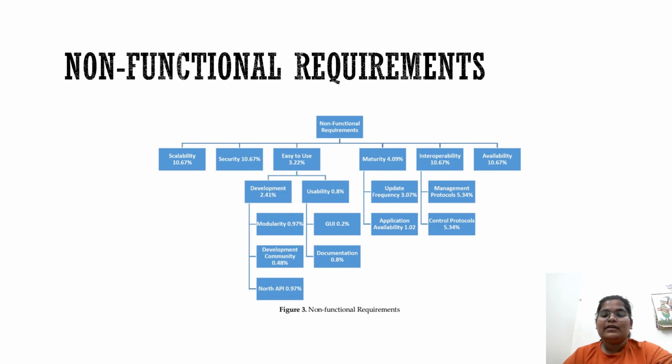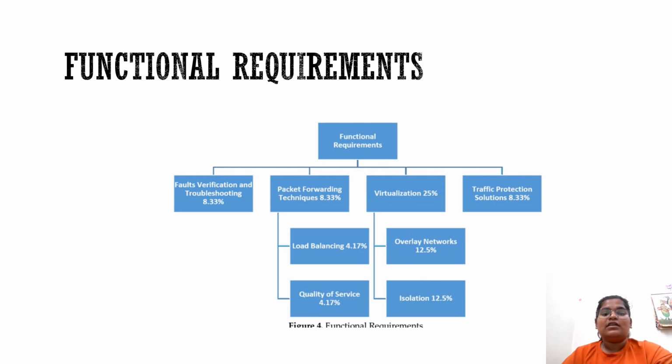Northbound API is 0.97%. In maturity, the update frequency is 3.07% and the application availability is 1.02%. In interoperability, the management protocols are 5.34% and the control protocols are 5.34%. The functional requirements consist of fault verification and troubleshooting, packet forwarding techniques, virtualization, and traffic protection solutions, in which fault verification and troubleshooting is 8.33% and packet forwarding is also 8.33%, virtualization is 25% and traffic protection solutions is 50.33%.